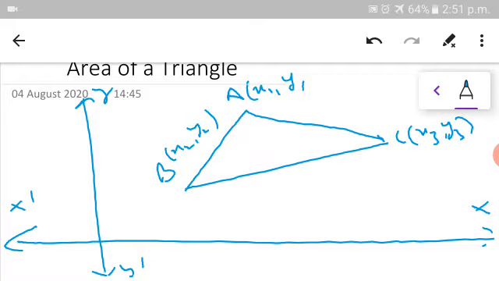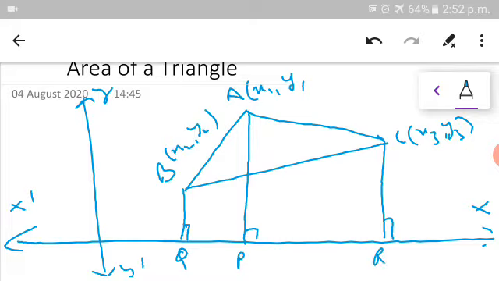Then we are going to draw a perpendicular from B on the x-axis, and same like this, a perpendicular from A on the x-axis and a perpendicular from C on the x-axis. So let us give the names. Suppose this is Q, this is P, this is R.